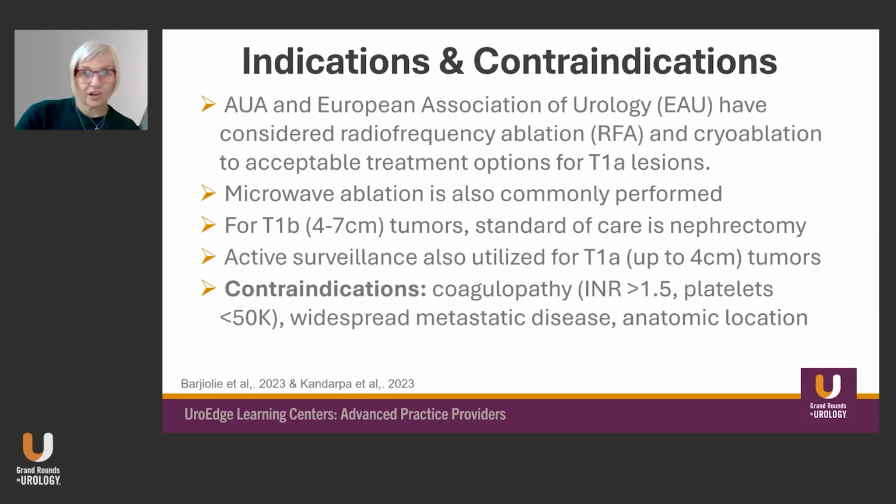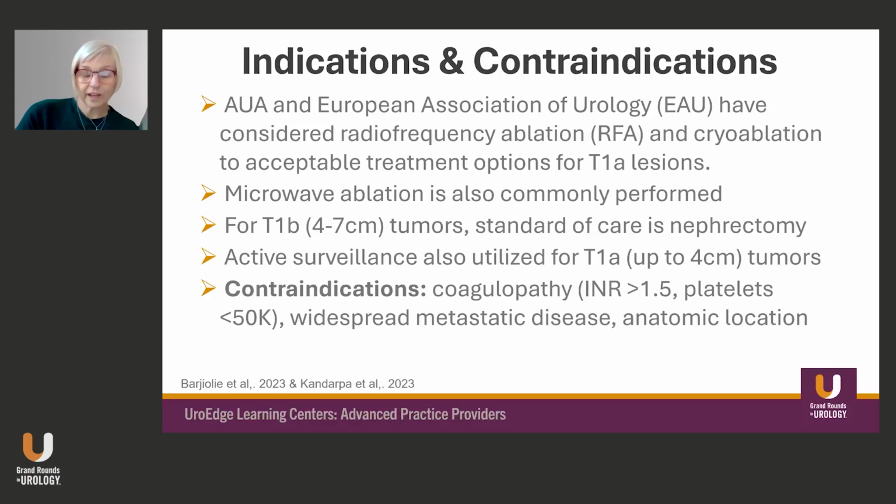So let's look at some indications and contraindications. The AUA and European Association of Urology have considered radiofrequency ablation and cryoablation to be acceptable treatment options for T1A lesions. Microwave ablation is also commonly performed. For T1B, 4 to 7 centimeter tumors, standard of care is nephrectomy. However, as previously discussed, some of these patients could be referred to IR if they are not good candidates for surgery. Active surveillance is also utilized for T1A tumors up to 4 centimeters in more elderly patients and those who have significant comorbidity.